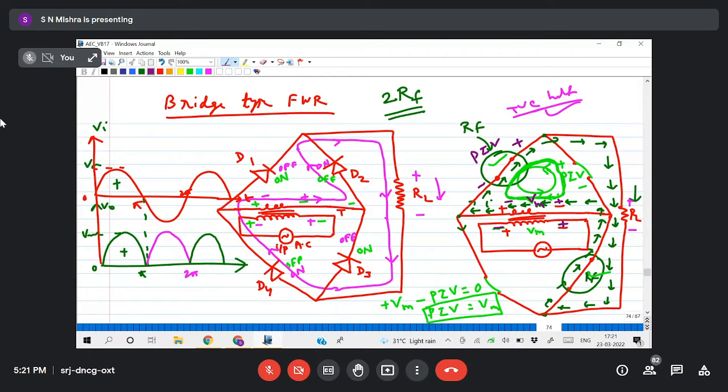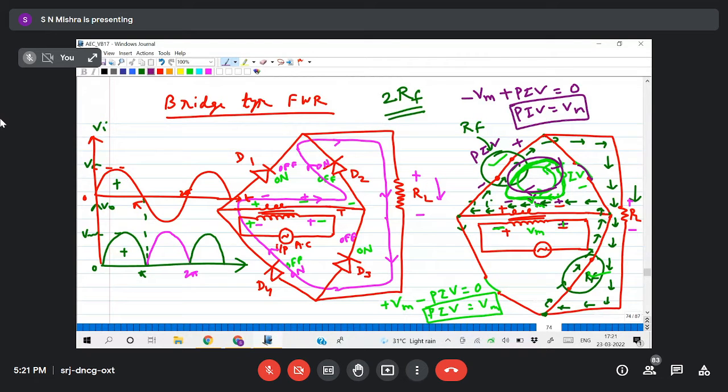Minus plus. Now you can move in this loop. What will we get? Plus to minus. Let me clear this one. Plus to minus. Minus or plus? I'm moving minus. Minus VM, then minus to plus, plus PIV equals 0. Here it is short. So PIV equals VM. So the same way you can calculate.